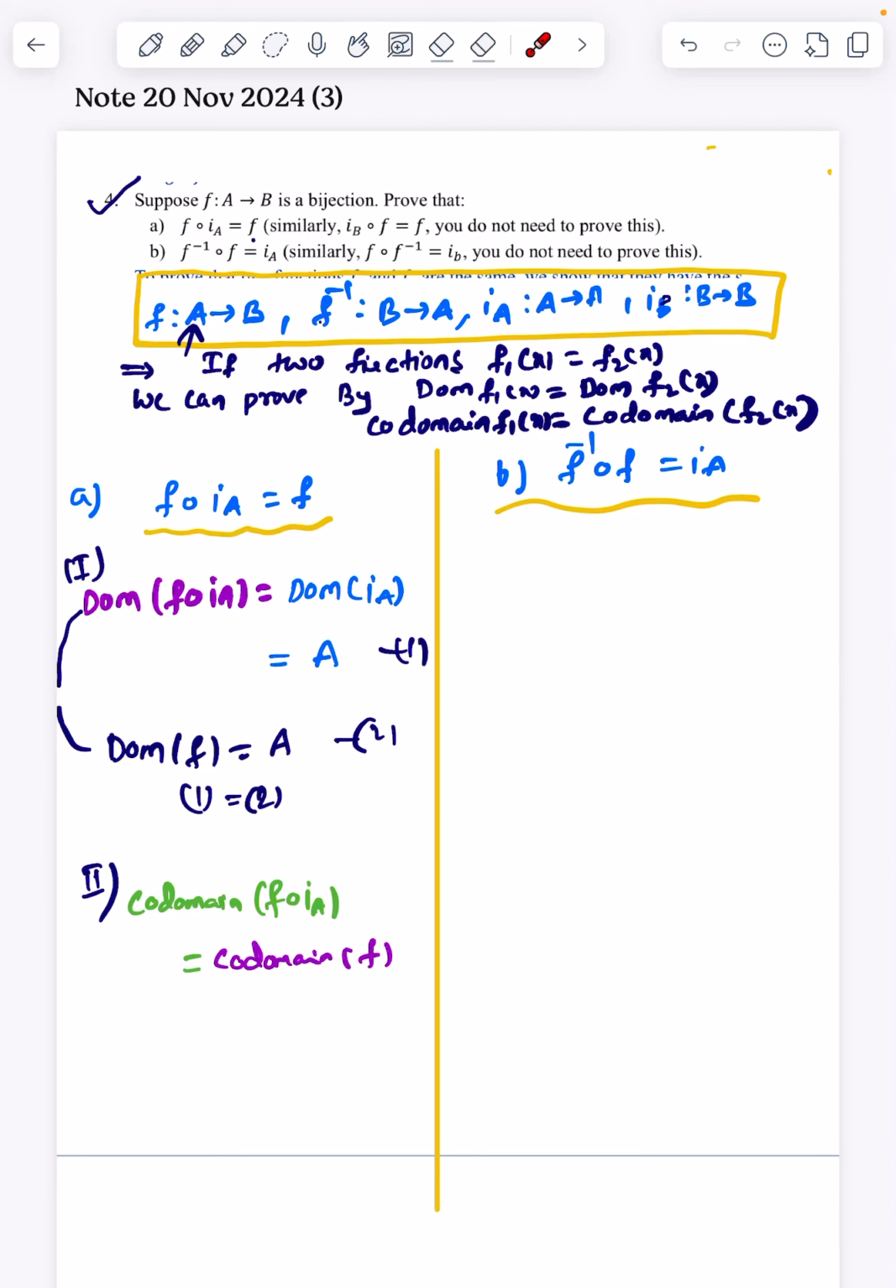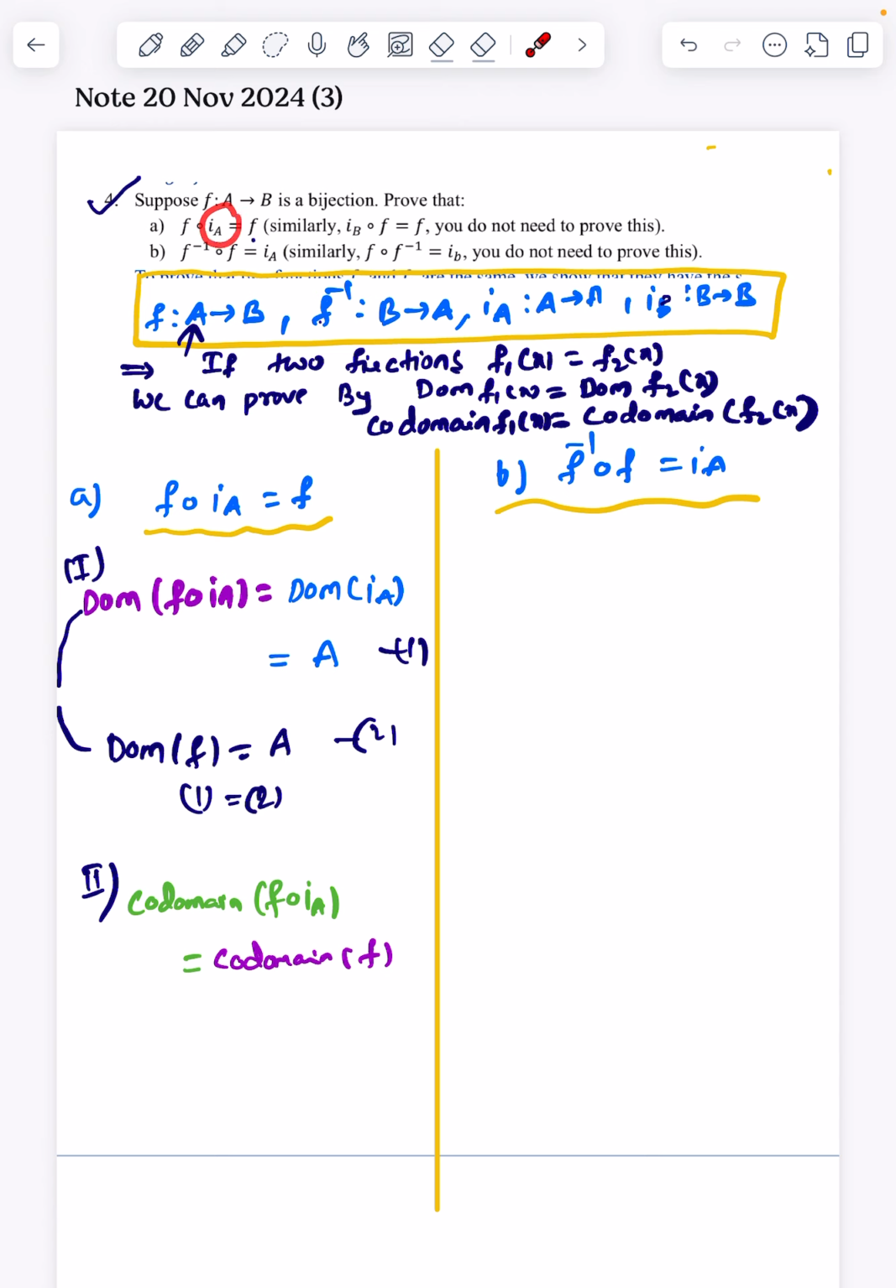In this question, suppose the function f from A to B is a bijection. We know that a bijection is a function that is both one-to-one and onto. We are going to prove that f circle the identity function gives the same function f, and that the inverse of f circle f gives the identity function.